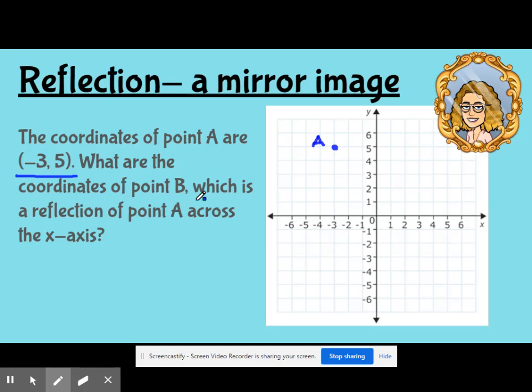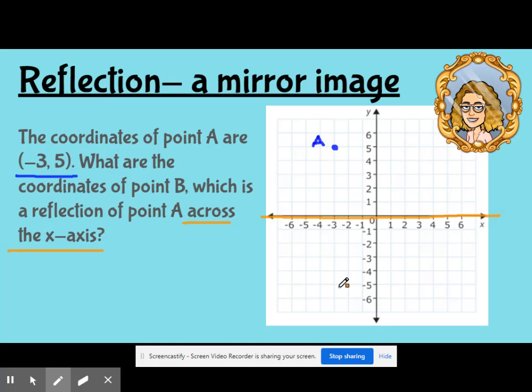And it says, what are the coordinates of B, which is a reflection of A across the x-axis? So let's find the x-axis. Here's the x-axis. Essentially, this is my mirror. So if A was here, its mirror image is going to be somewhere over here. If I were to fold the coordinate plane along this orange line, this would match up over here.